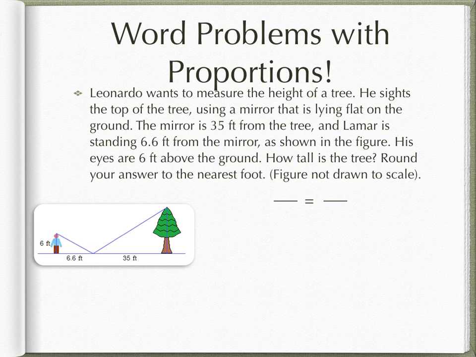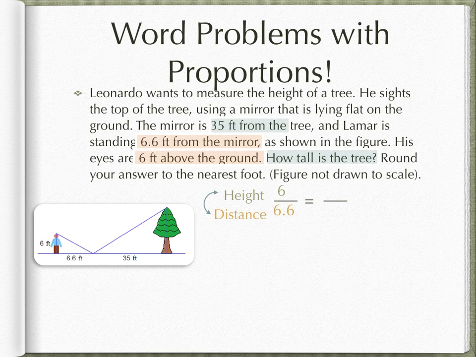So we're going to go ahead and set up a proportion. We've got Lamar's height and how far he's standing away from the mirror. So we're just going to go ahead and put those on one side of our proportion. So I just labeled them as height and distance. And once again, those two are related because they both relate to Lamar.